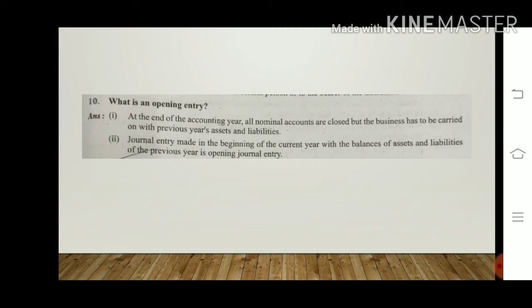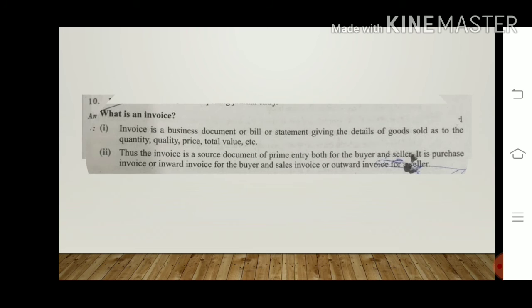At the end of the accounting year, all nominal accounts are closed, but the business has to be carried on with previous year's assets and liabilities. So the journal entry made in the beginning of the current year with the balances of assets and liabilities of the previous year is the opening journal entry. It is known as the opening entry. Then you can see the next question.